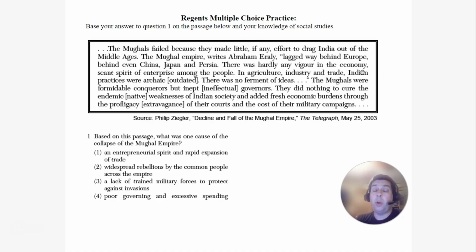Based on this passage, okay, so here's where we know it doesn't matter. Is this answer a true historical statement or not? Now, they're not going to be, okay? But you don't need to know that. You just need to know if, based on this passage, what was one cause of the collapse of the Mughal Empire? So why did it collapse?